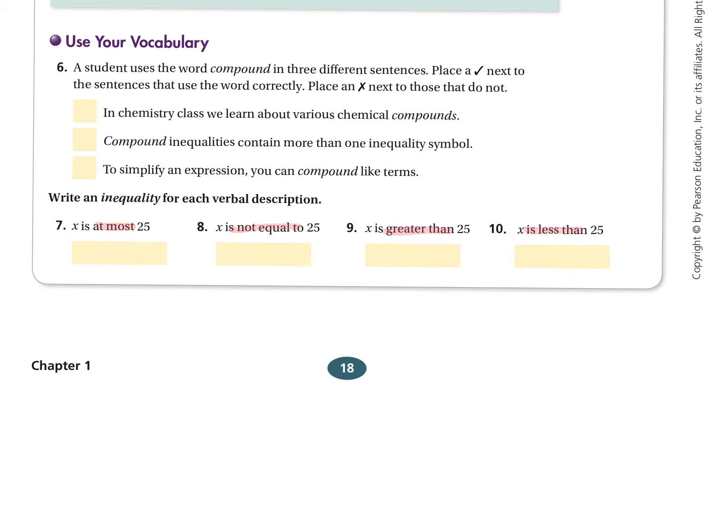Now, a lot of students get is less than confused with subtraction because we will use the words, Joey's age is 10 years less than Johnny's. This is a different less than from that one.